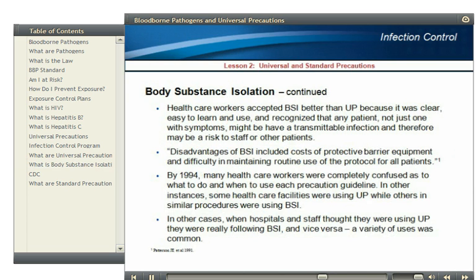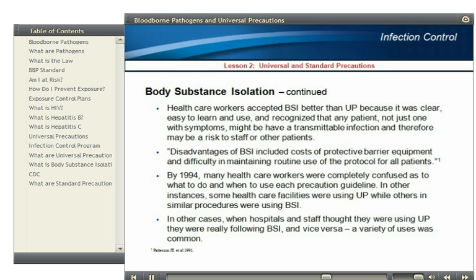Body substance isolation continued. Healthcare workers accepted BSI better than UP because it was clear, easy to learn and use, and recognized that any patient, not just one with symptoms, might have a transmittable infection and therefore may be a risk to staff or other patients.